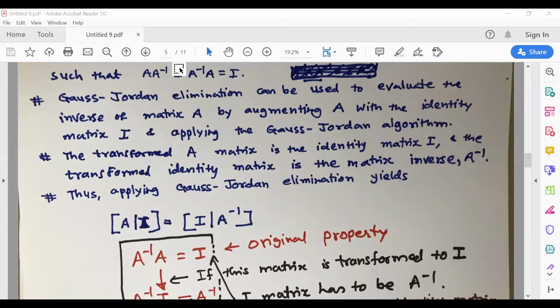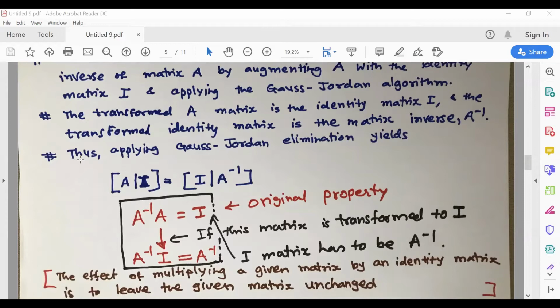So everyone knows this formula, A inverse A is equal to the identity matrix. That's a fact. And Gauss-Jordan elimination can be used to evaluate the inverse by augmenting A with the identity matrix, just like written over here. A is augmented with the identity matrix, and applying the Gauss-Jordan algorithm on this, you will see that our A matrix becomes the identity matrix, because we want to transform the A matrix into the identity matrix, and your identity matrix becomes the A inverse matrix.